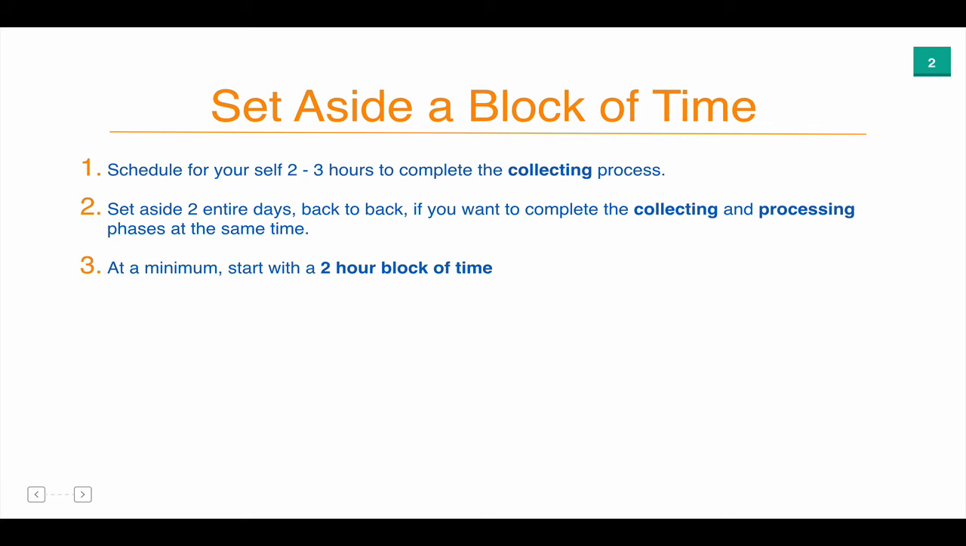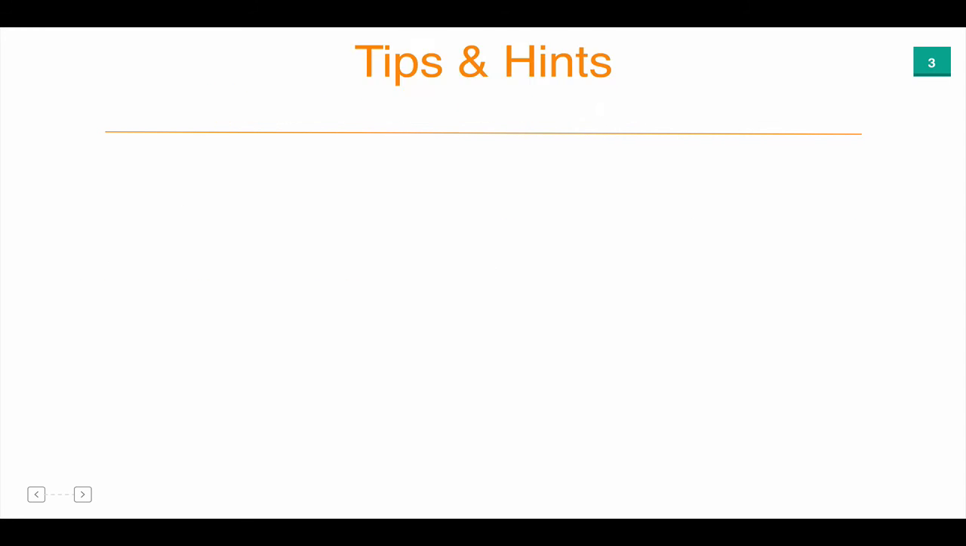Set aside 2 entire days back to back, so it could be a weekend or a couple of days that you have off, if you want to complete the entire collecting and processing phases at the same time. Now if you can't get 2 days back to back, you should start off with a minimum of a 2-hour block of time. So as soon as you're finished with this lecture, go offline, get your diary out and see when you can schedule 2 days back to back, and if you can't, when you can get a 2-hour block of time free to yourself. And when you do that, here are some tips and hints.